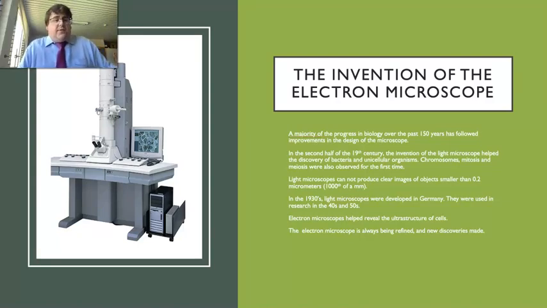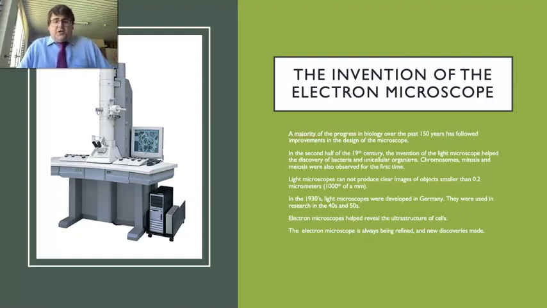Very soon after that, we discovered chromosomes, mitosis, meiosis, all of these being observed for the first time. The whole idea of cell division completely eluded people until we had the light microscope to be able to see these objects and actually visualize what was happening.